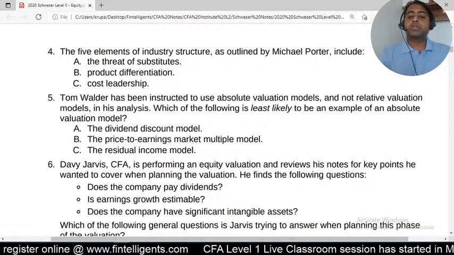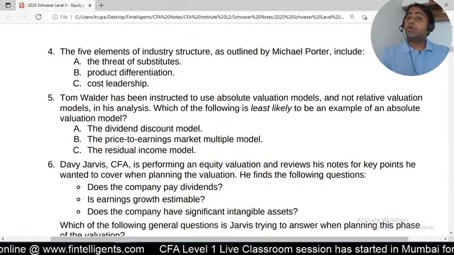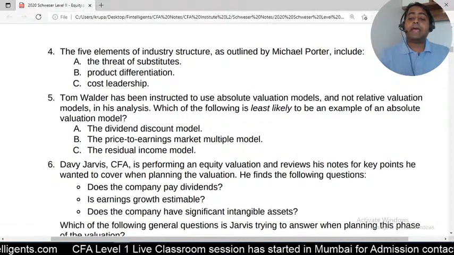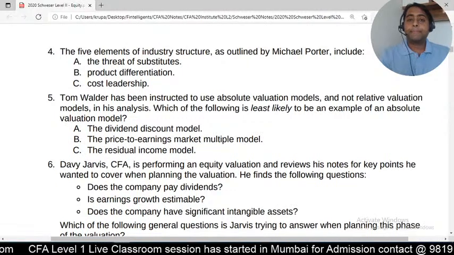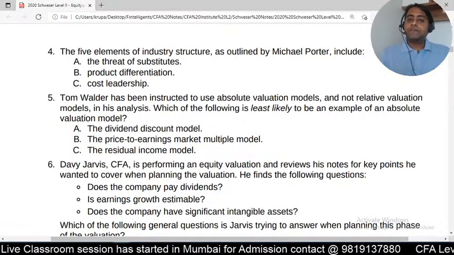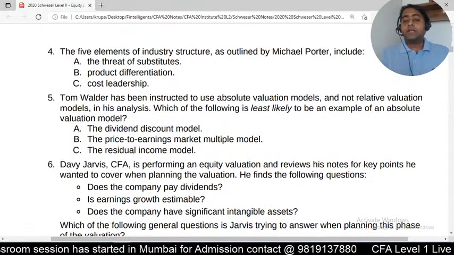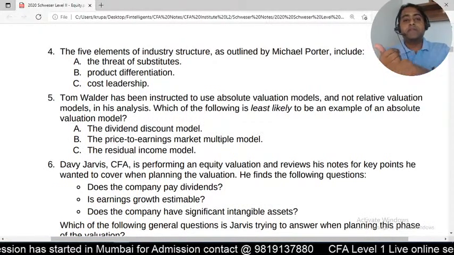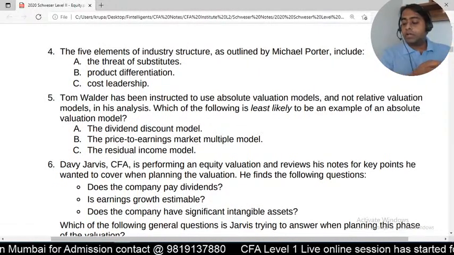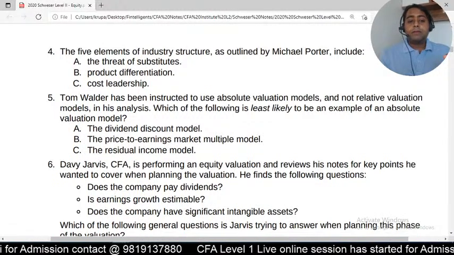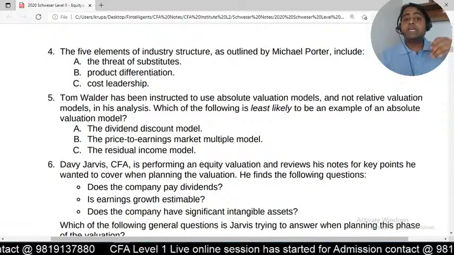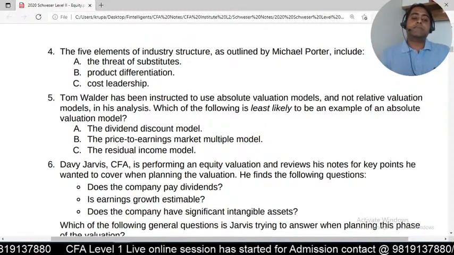Tom Walder has been instructed to use absolute valuation model and not relative in analysis. Which of the following is least likely to be an example of absolute? Least likely. This is fairly simple. So when you do absolute valuation, you only look at that company. So you look at the dividend of the company, you look at the residual income of that company, but you don't look at the price to earning, because price to earning is what? Price to earning is a relative valuation approach. The answer for this is B.